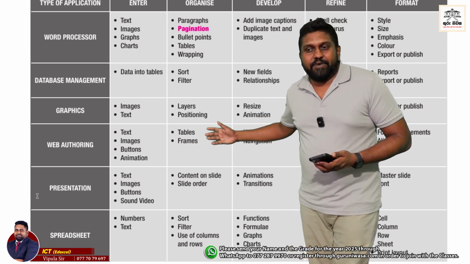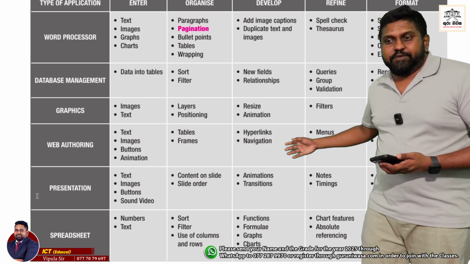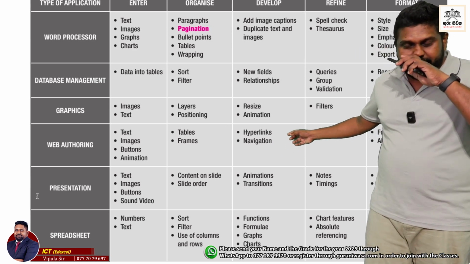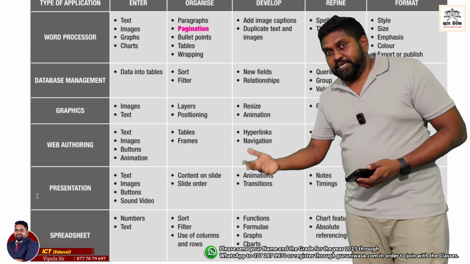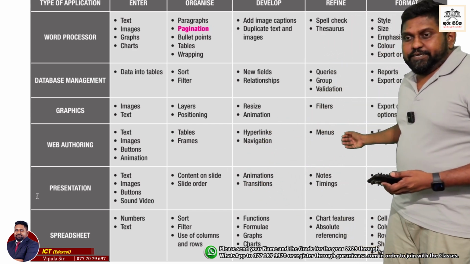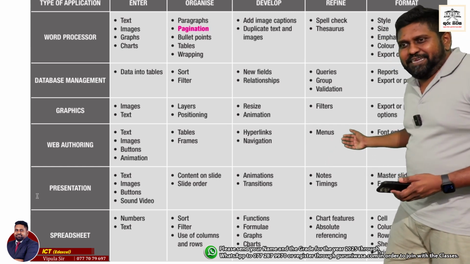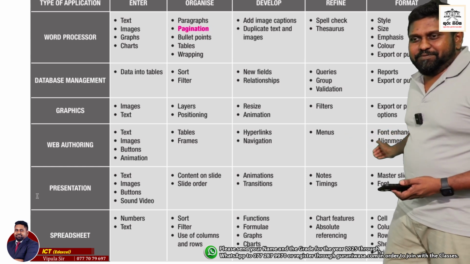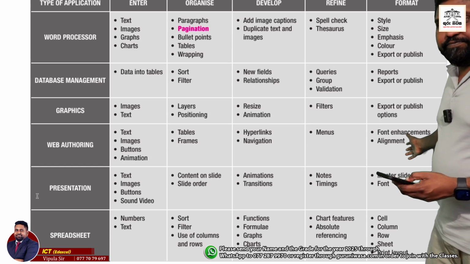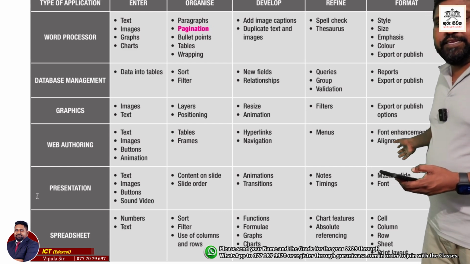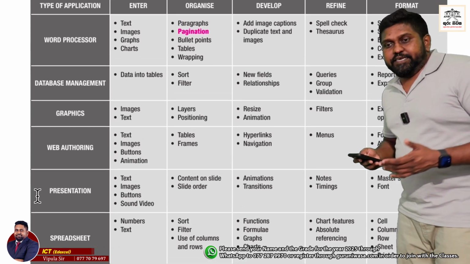And then for organizing, we use tables and frames. And then developing, it will be mainly navigations and hyperlinks. So basically you navigate to another page and you do that using a hyperlink. And refining, it can be menus. You can add a lot of items, but yeah, menus would be the best. And then formatting would be mainly about font enhancements, alignments, and graphical formatting.